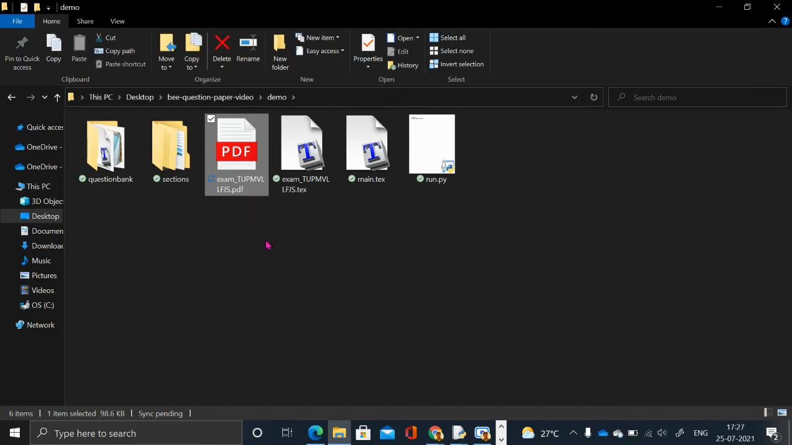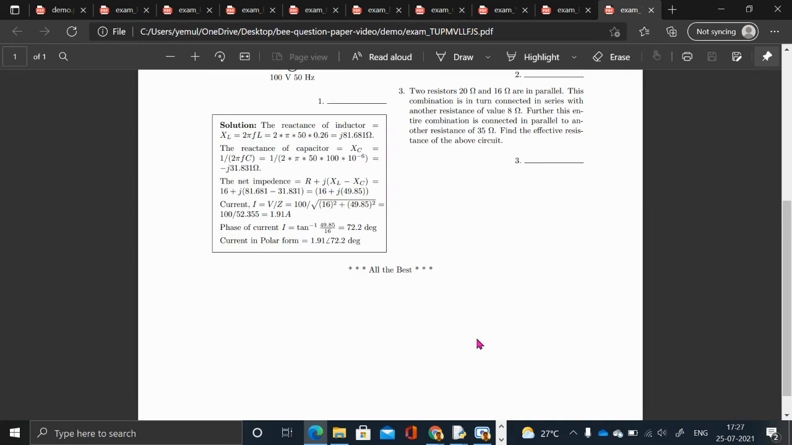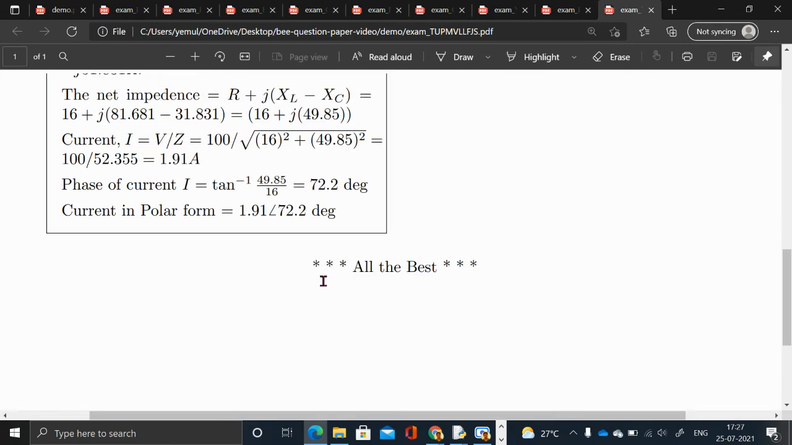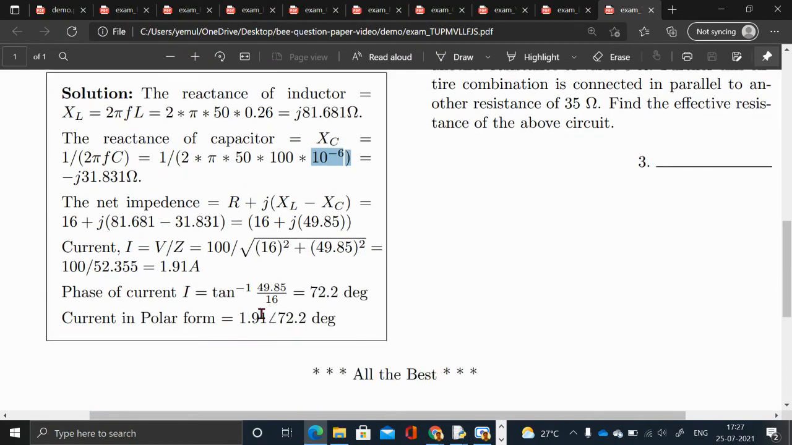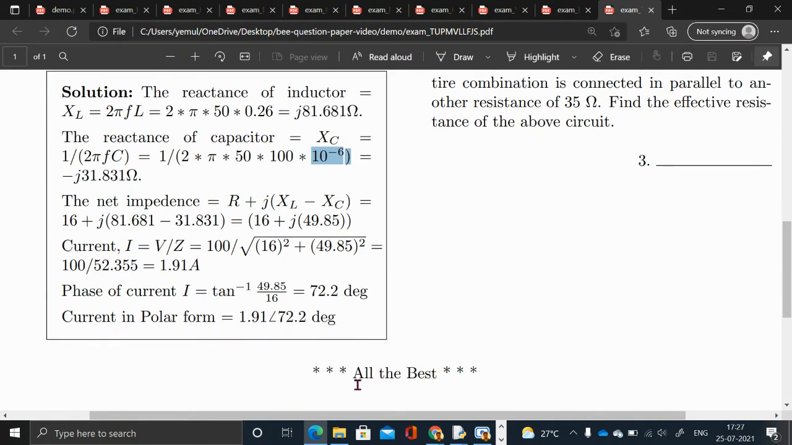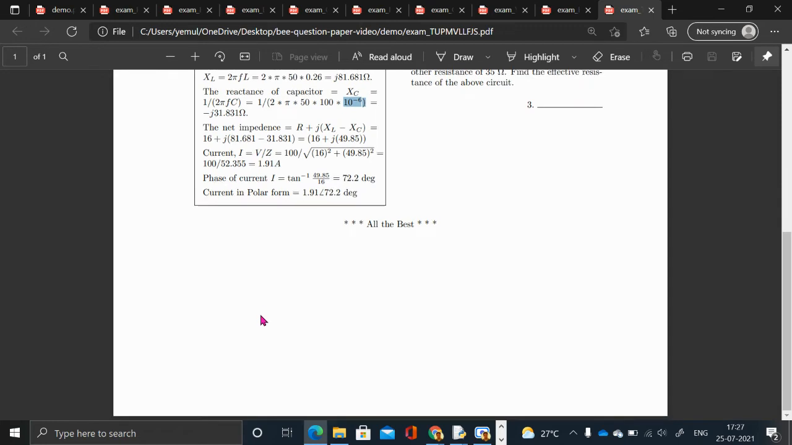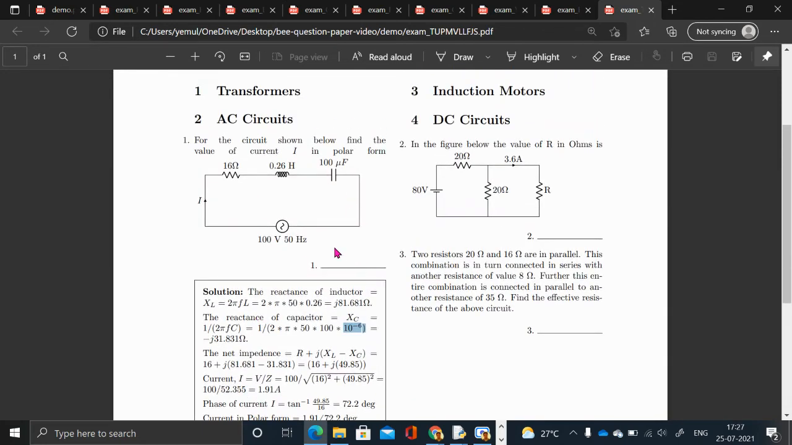Here it is. So here 10 to the power of minus 6 has also appeared. So now everything is correct. So this is the solution. Now where do I have the solution? I have the solution in two places. One place is in this PDF itself. Under the question I have the solution.